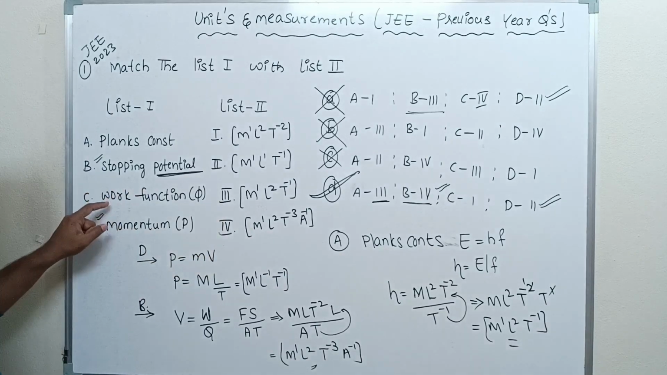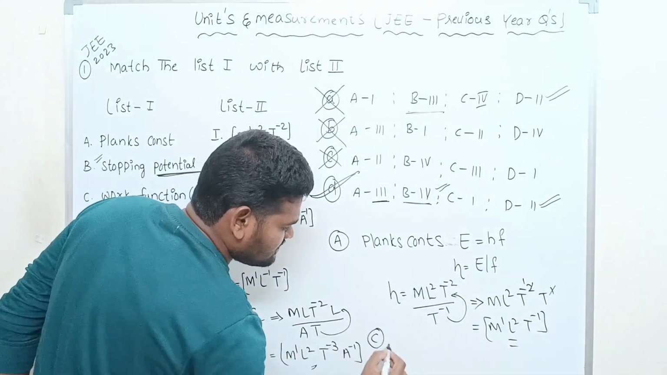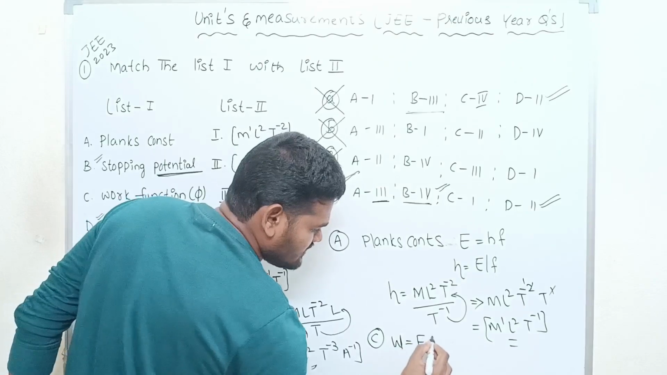Okay, so what is C? Work function. Just to find the formula for work, W is equal to F into S.